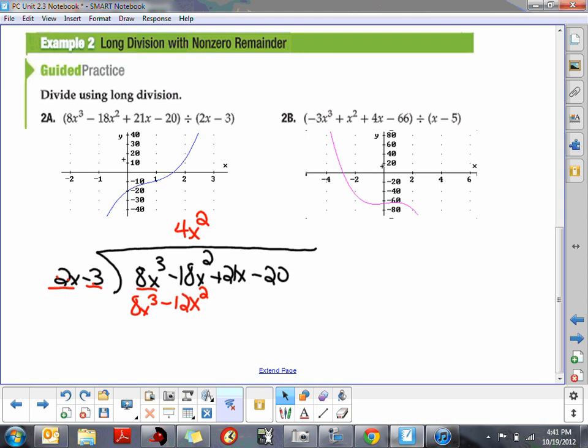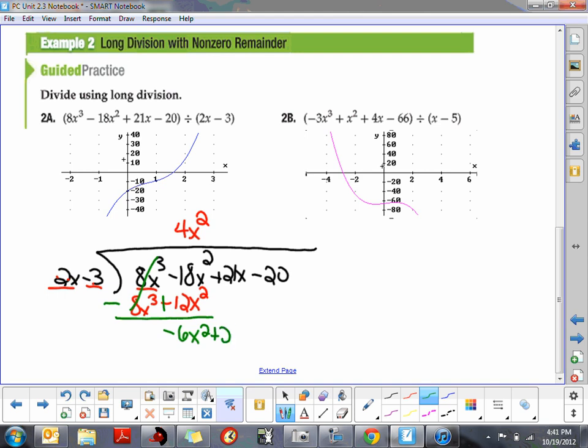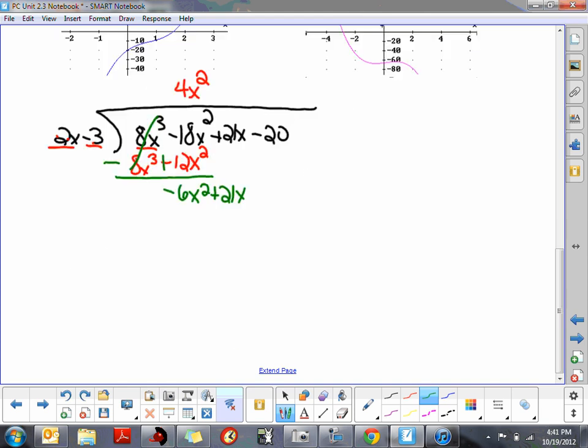Now we're going to draw the line and change the signs and add. So our x cubes are going to be eliminated. We're going to have a -6x squared. After you get done with that, you bring down your next term, so plus 21x.